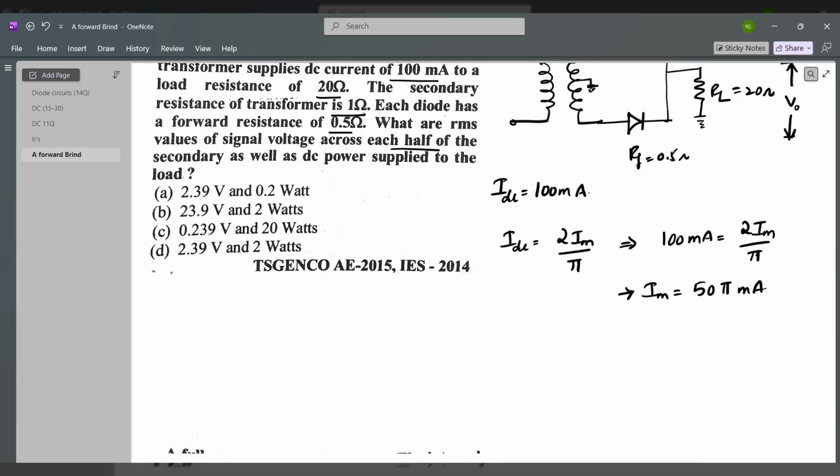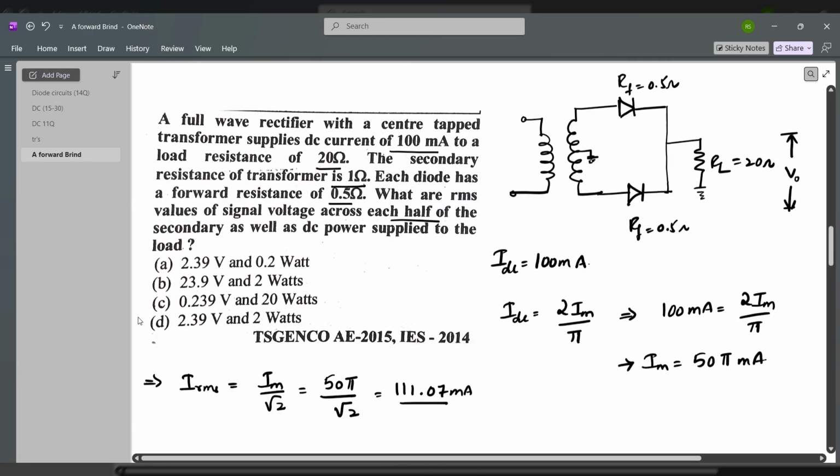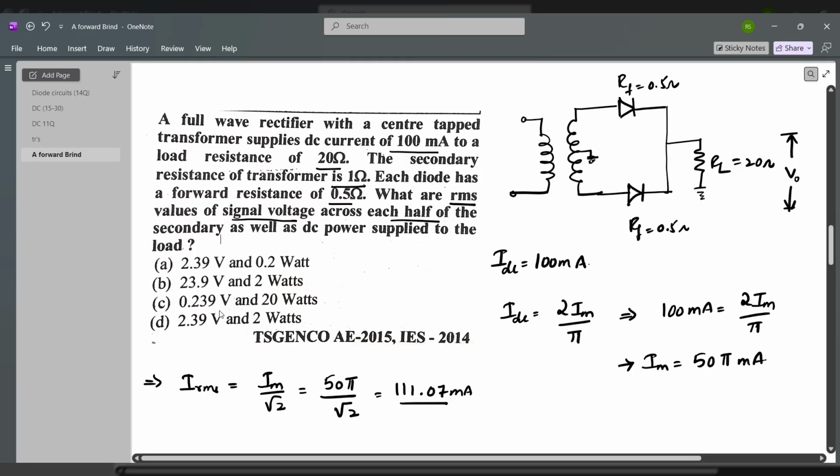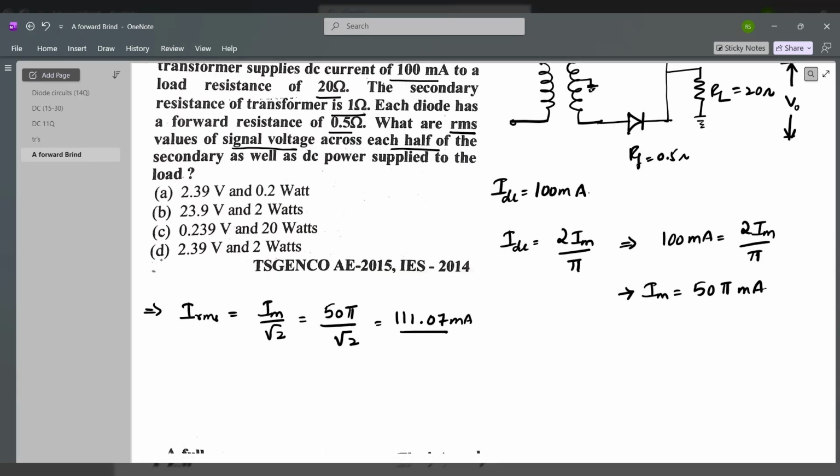So now IRMS is equal to Im by root 2. For a full wave rectifier, IRMS is equal to Im by root 2. So 50 pi divided by root 2 is equal to 111.07 milliamps. This is the RMS current that we have got in the center tap full wave rectifier for the given circuit. Now we have to find out VRMS, because he has clearly asked what are the VRMS values of signal voltage. So in order to find out VRMS, we need to find out IRMS first. That's why we have found IRMS.